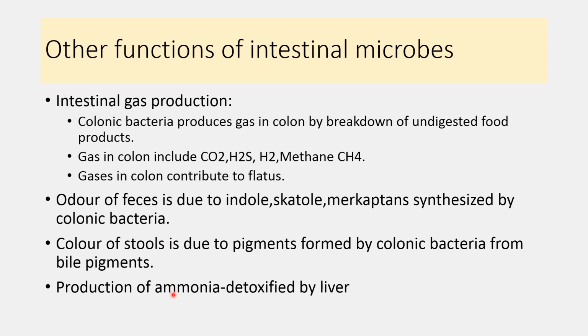And intestinal microbes also produce ammonia by the fermentation of undigested food particles, particularly proteins, and it is detoxified by the liver. So in the patient with liver insufficiency, serum ammonia level increases, which can produce hepatic encephalopathy. So intestinal microbes are responsible for the production of intestinal gas, odor of the feces as well as the color of stools.